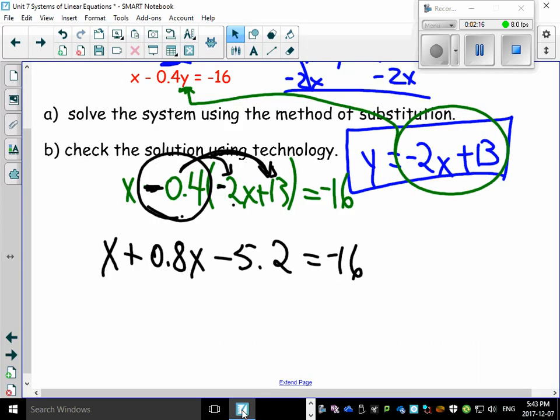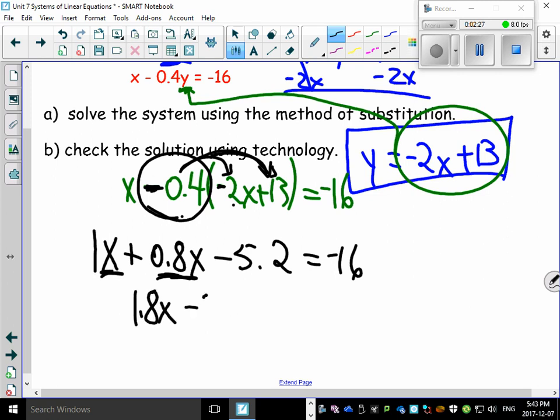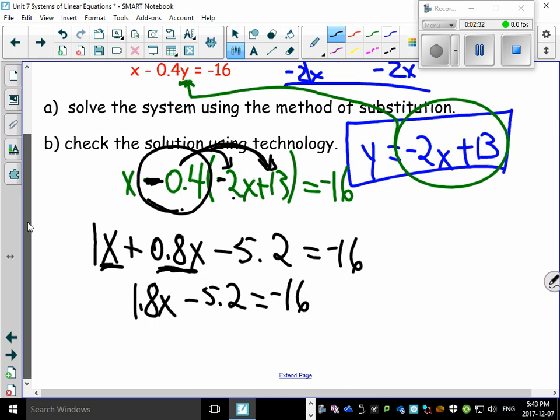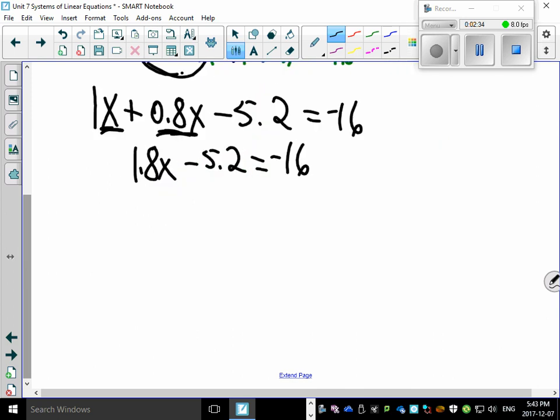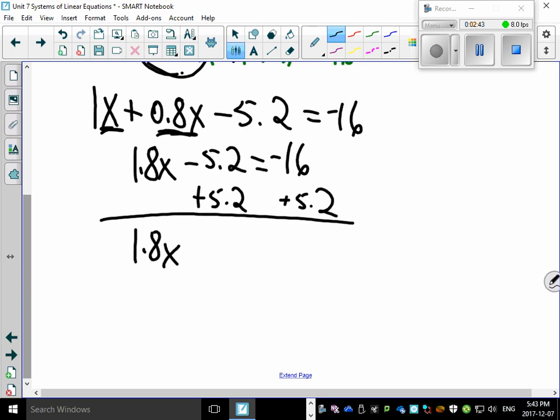All right. So now, how do I solve this? Again, combine like terms. Look what you got. You have 1x and 0.8x giving you 1.8x minus 5.2 equals minus 16. Now, keep going. Solving, solving, solving. Remember, add 5.2 to both sides now. Okay? Cancel that out, giving you 1.8x. There's your canceling. Equals to, okay, so what's 16 plus 5.2?